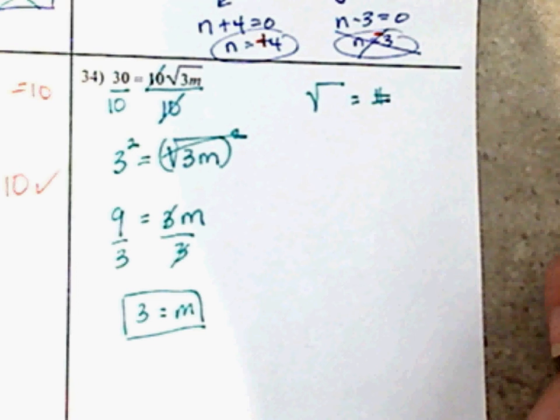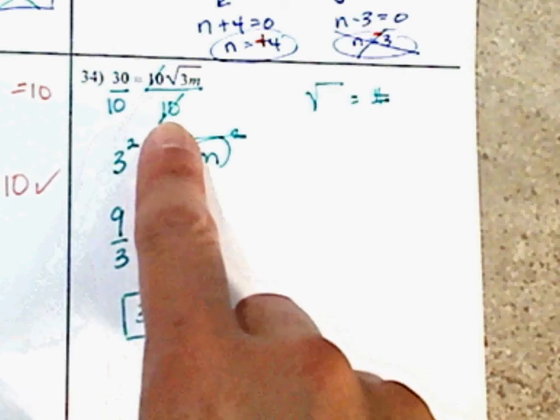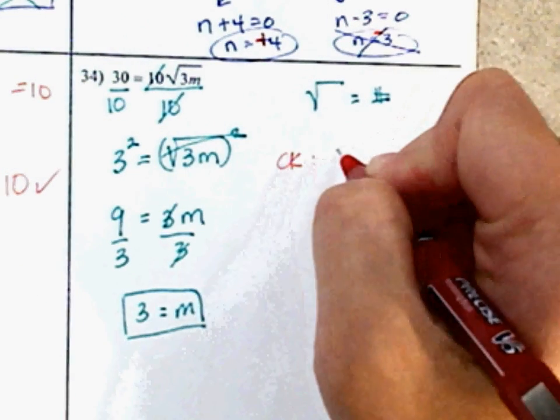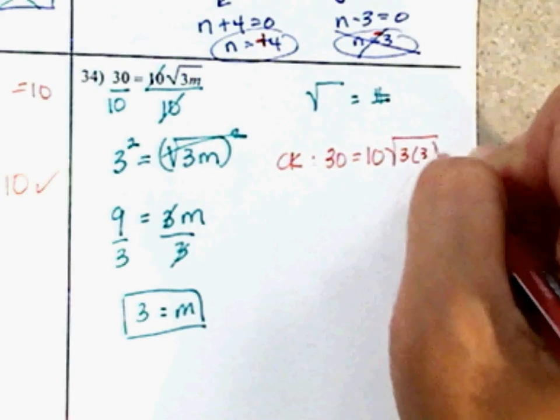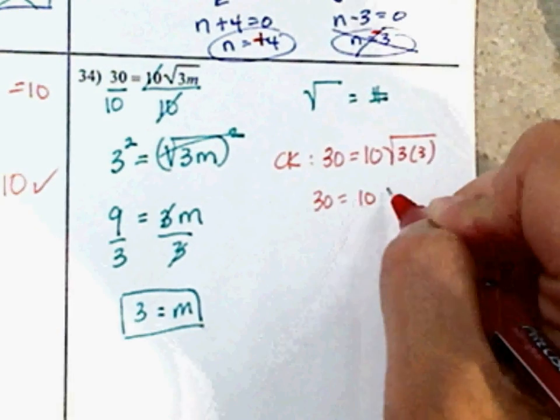Correct. Okay. See how 10 divided by 10 is 1? That's why. All right, let's check your answers. 30 equals 10 times the square root of 3 times 3. Right? So 30 is equal to 10 times the square root of 3 times 3, which is the square root of 9.